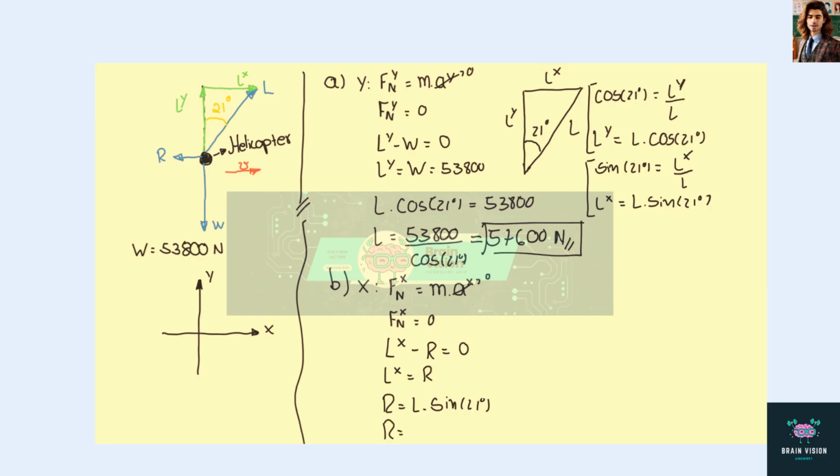But we know that L is equal to 57,600. Then we have 57,600 times the sine of 21 degrees here. And this is approximately 20,600 newtons. And this is the answer of the second item.